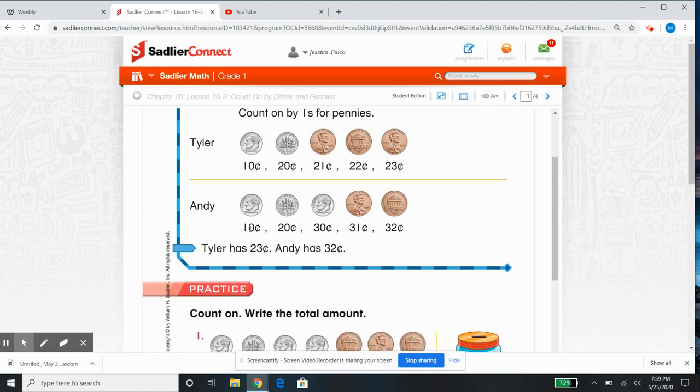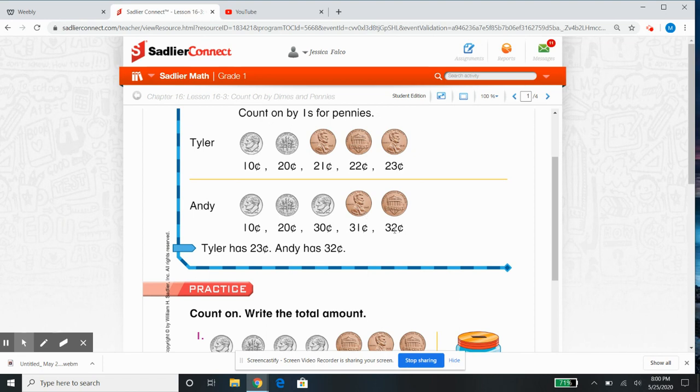Same thing with Andy. Andy has 1 dime, which is 10 cents, another, count on, 20, count on again, 30, and then stop there. We're done with the dimes. Let's go on to pennies. You can see that by the picture. So now you have 30 cents, count on, 31, another, 32.